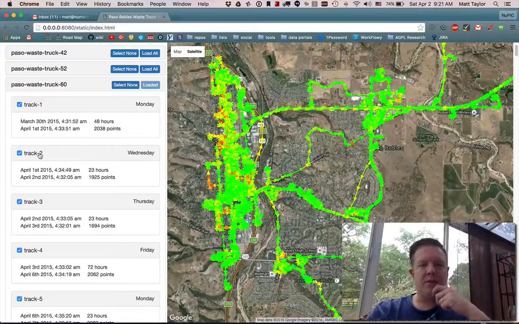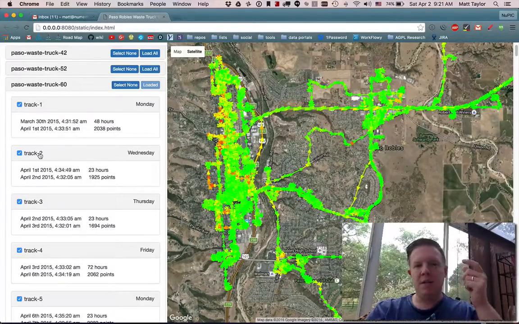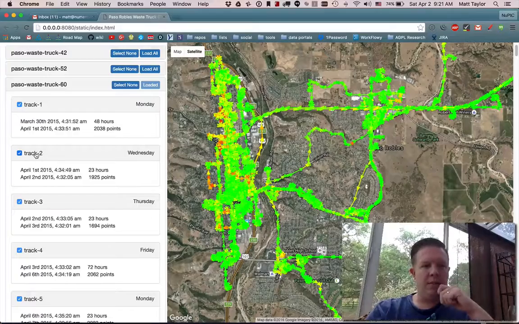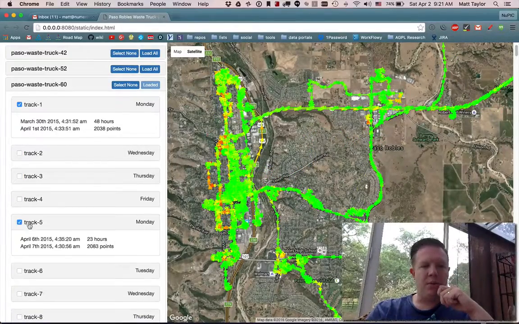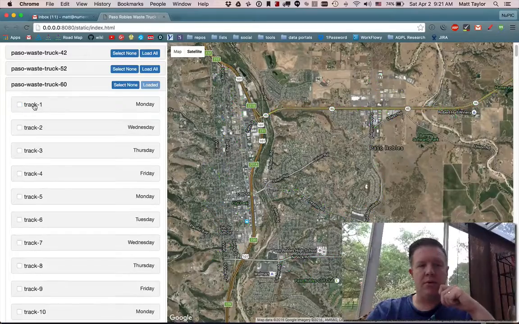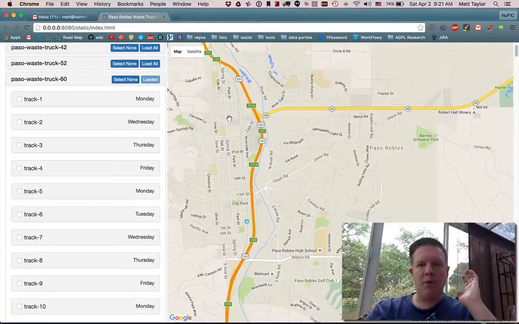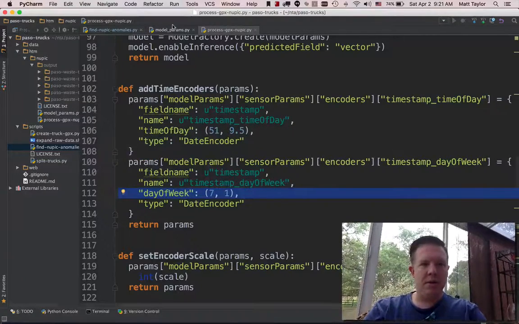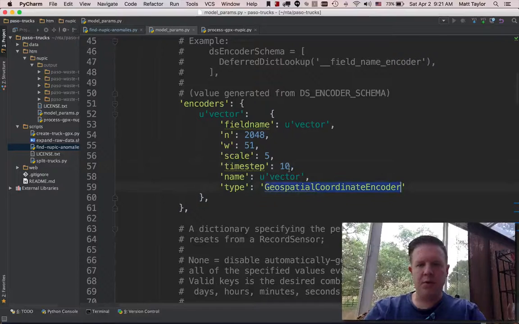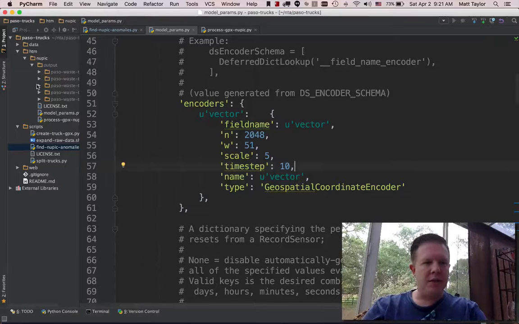So I would expect us to recognize the weekly patterns of the trucks, and be able to identify when someone goes off course after it's learned the typical Monday pattern for a truck, for example. And I'm just not seeing that with my current setup. So I'm looking for suggestions on how to change my model parameters. Maybe I'm not using the scale correctly for the geospatial coordinate encoder. I'm using scale 5 times time step 10, so these are pretty much 15-second intervals.